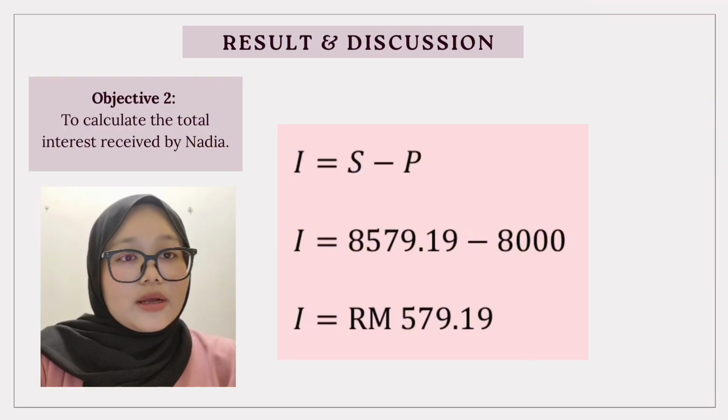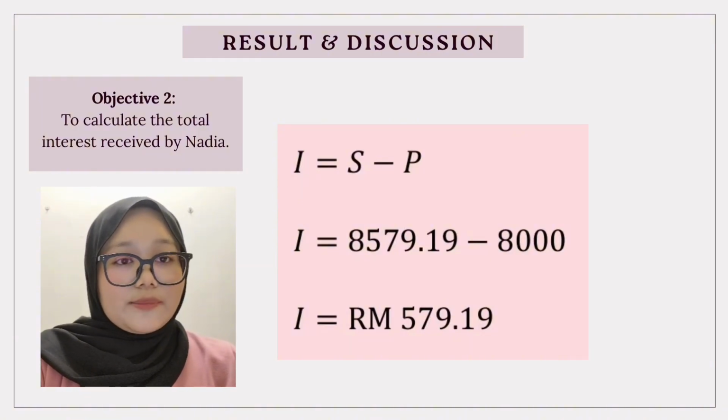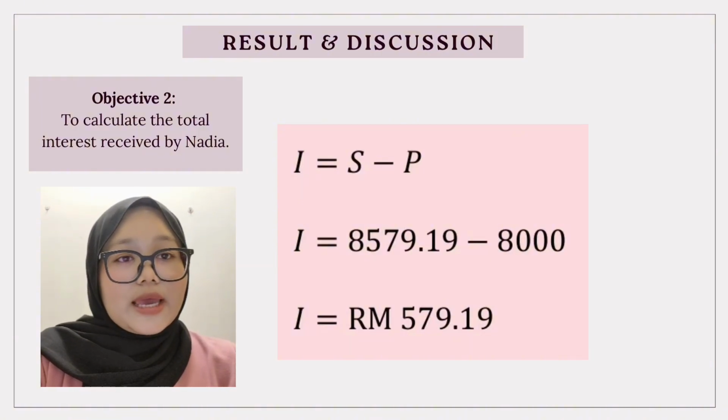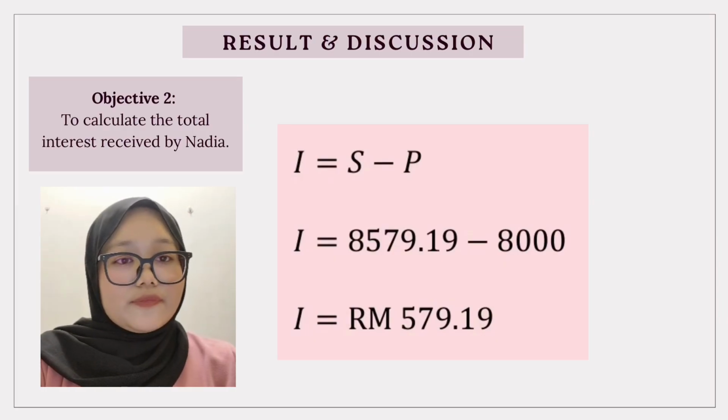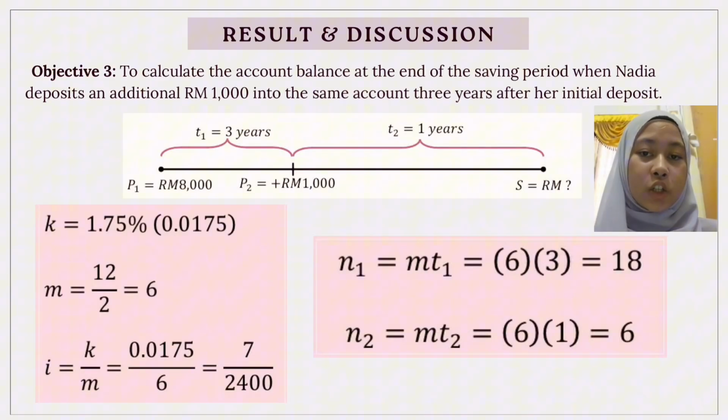Objective 2, to calculate the total interest received by Nadia. The formula is I equals S minus P. We will replace S and P with the information given earlier. So I equals 8,579.90 minus 8,000. So we will get 579.90.